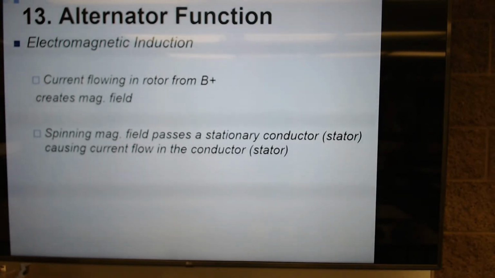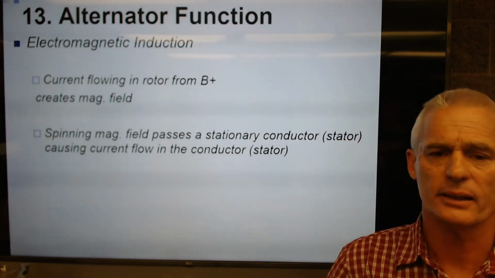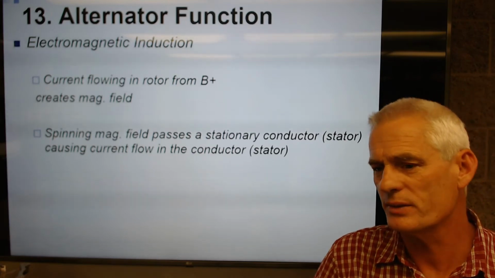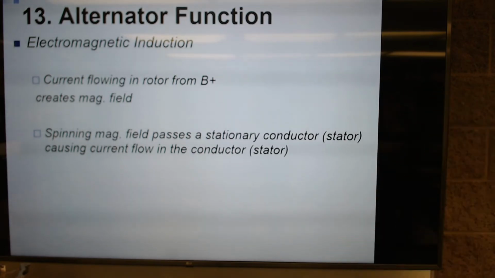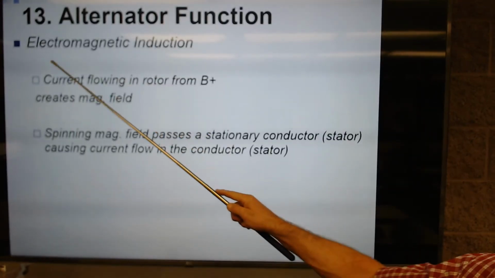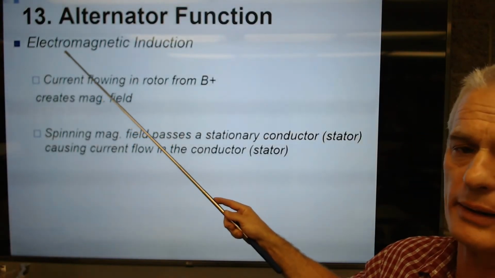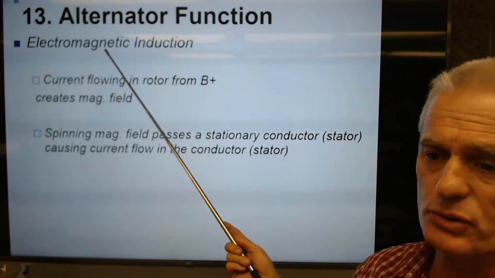How does the thing actually make power? Well, we're going to make power by what's called electromagnetic induction. And I like to be able to take complicated words and break them down so we can understand them. So I'll grab my pointer here. So a magnet can be made with an electron flow. So we can flow current through a coil of wire and make an electromagnet, as opposed to a permanent magnet.